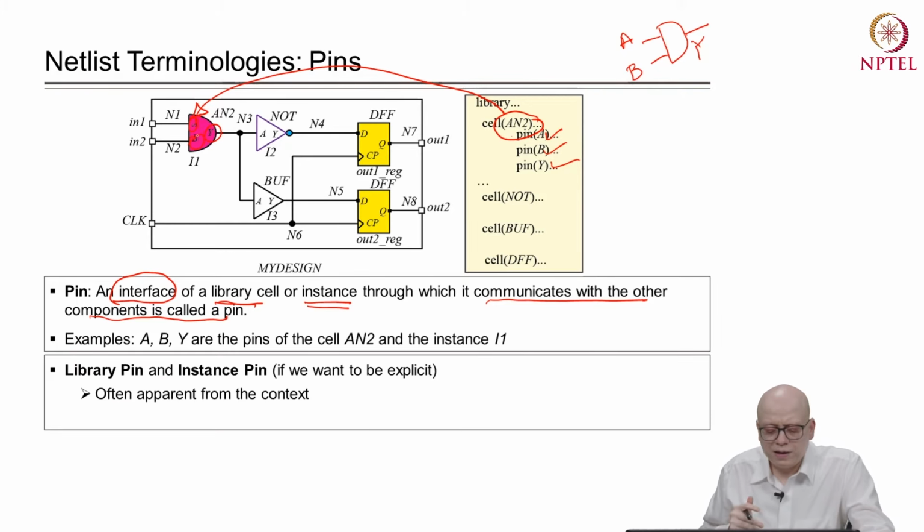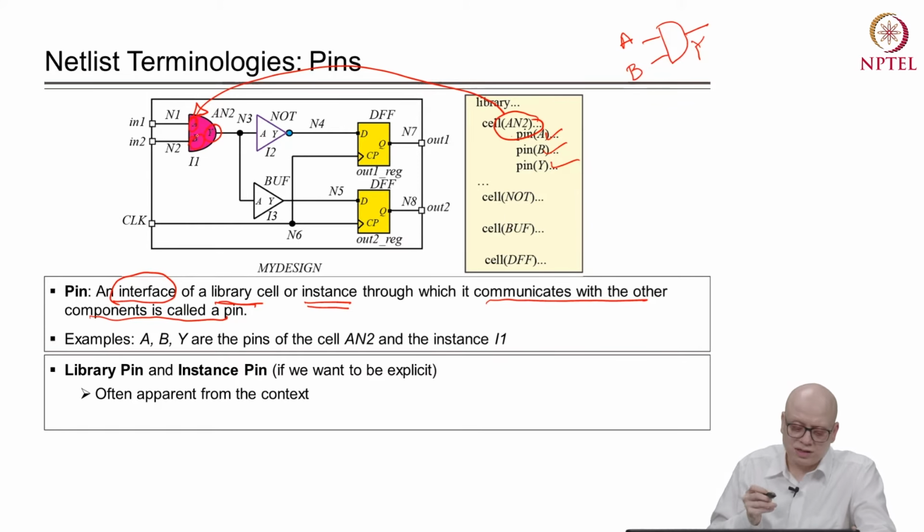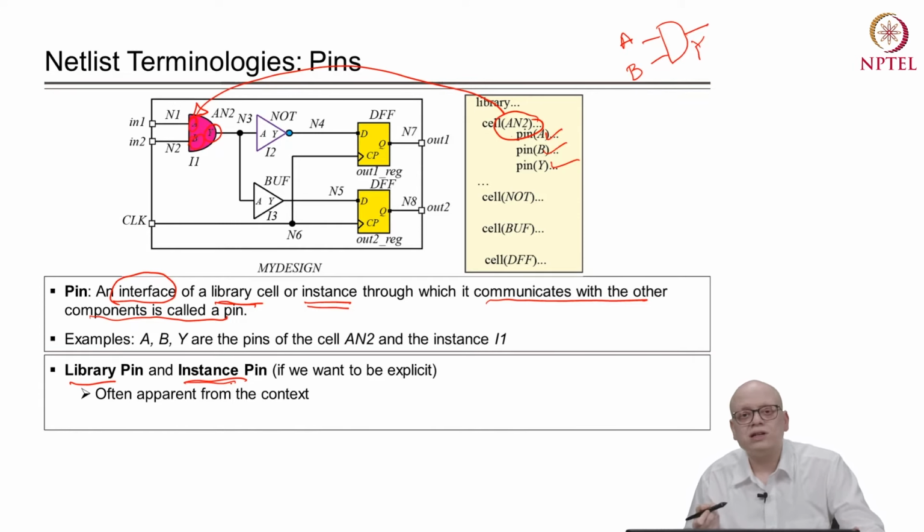Now, if we want to be more explicit, meaning whether it is a pin of a cell or a pin of an instance, then we can use the term library pin to signify that it is a pin of a cell, or instance pin to specify that it is a pin of an instance, if you want to be explicit. But most of the time, based on the context, it is clear whether we are talking about a library pin or an instance pin. If it is ambiguous, then we can use the term library pin or instance pin.